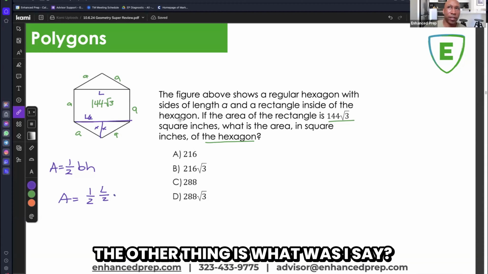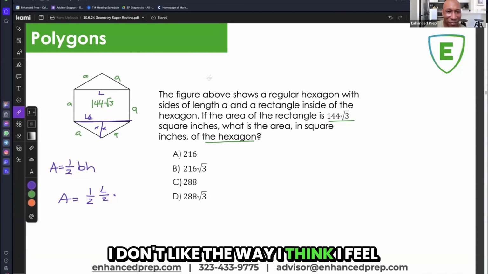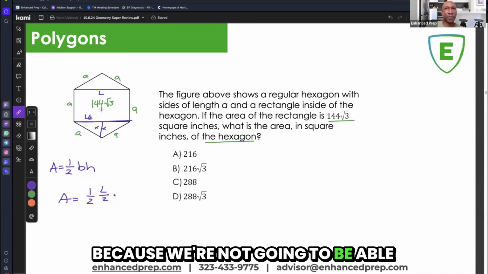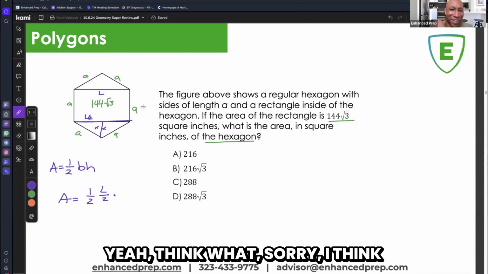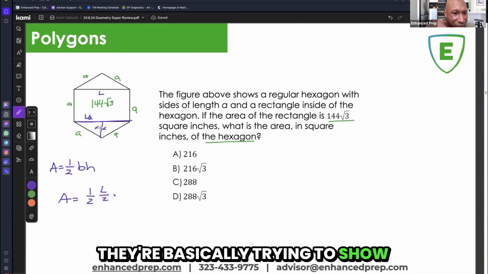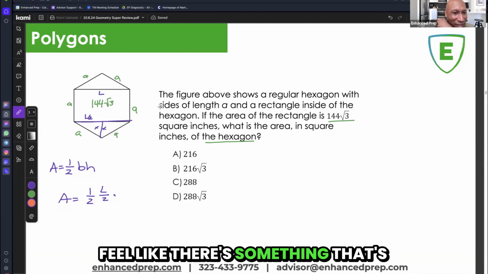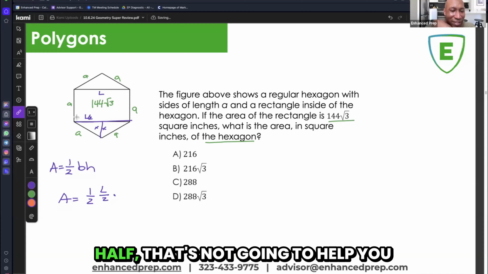The other thing is, wait, actually, I feel like there's a piece of information that's almost missing from this one, because we're not going to be able to find our L directly. It'll have to be proportional. But yeah, I think what they did with this one is they're basically trying to show that, let me see. Actually, I'm not sure with this one. I feel like there's something missing, because even if you break it in half, that's not going to help you out.